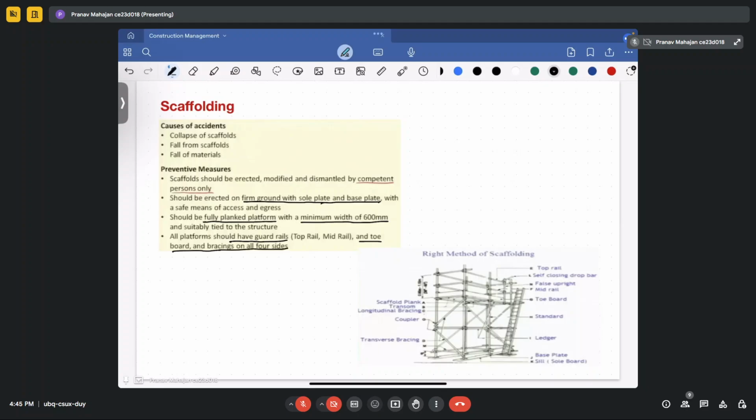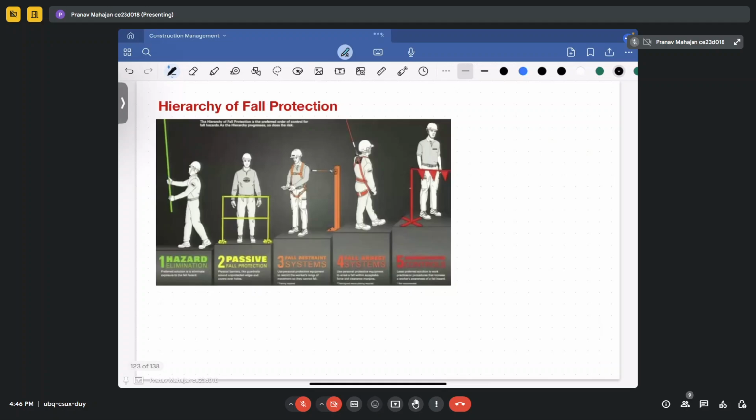Okay, so from the figure we can see what is the right way to use scaffolding at any particular site. In this you can see you have proper bracing at regular intervals. They have provided the width adhering to the minimum width required. Then they have the proper sole plate as well as the base plate at the bottom. So all these factors need to be considered to prevent the person from falling due to scaffolding collapse as well as the fall of materials during construction.